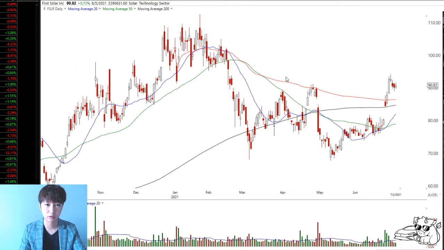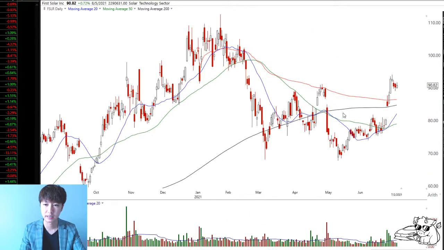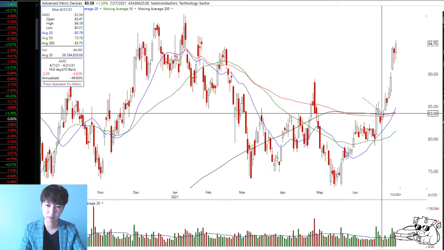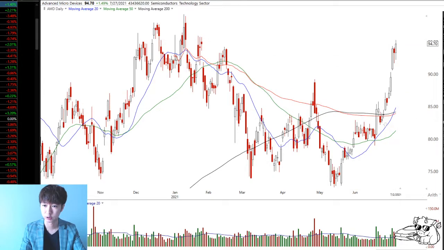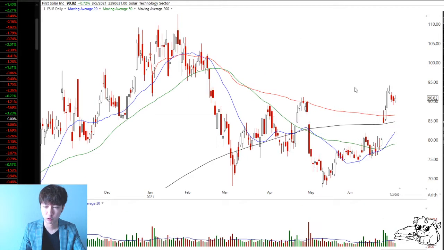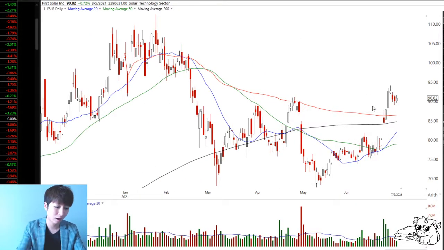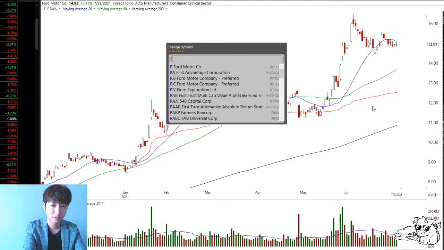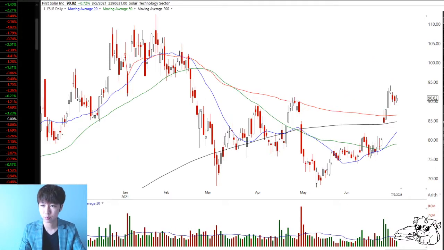FSLR, First Solar. I traded this company many times back in the day. This one is really similar to AMD. You can see that AMD basically around this area made a big move up. By the way, we did trade this. If you guys follow my Twitter, FSLR looks really similar to that. Compared to the previous one, where I said it pulled back on really high volume, this one did the opposite. It surged on gigantic volume and it gave us a pullback on lower volume, as you can see.